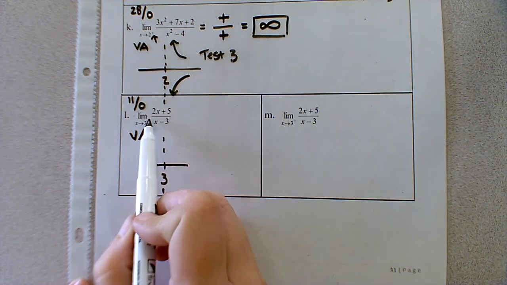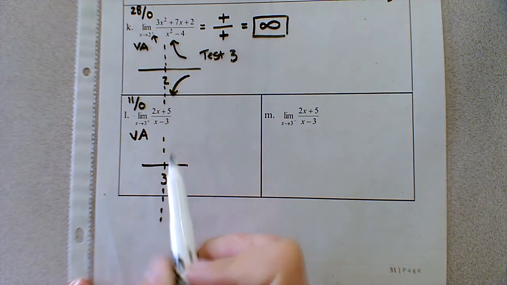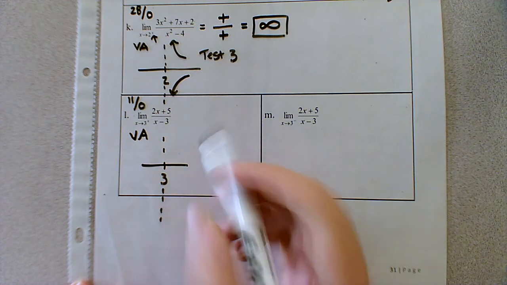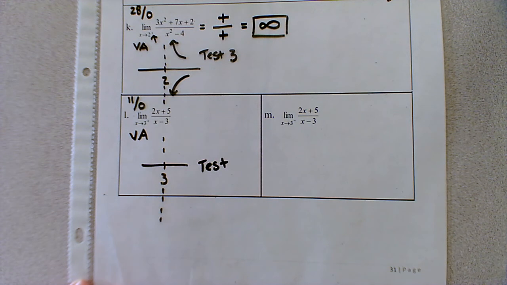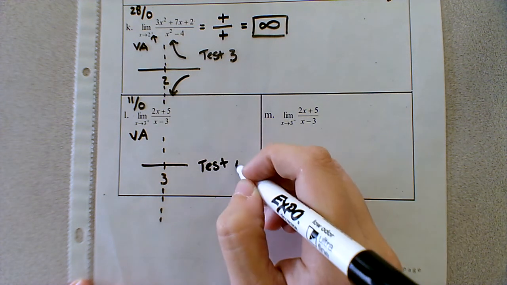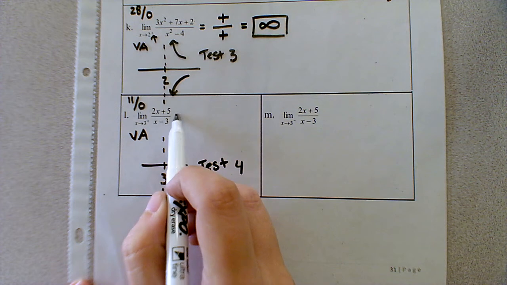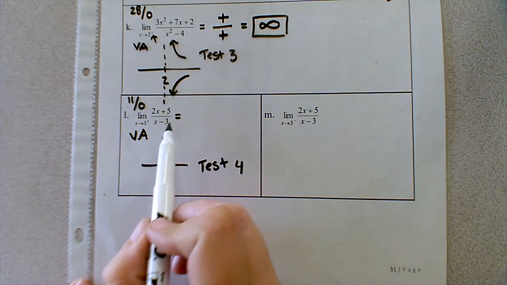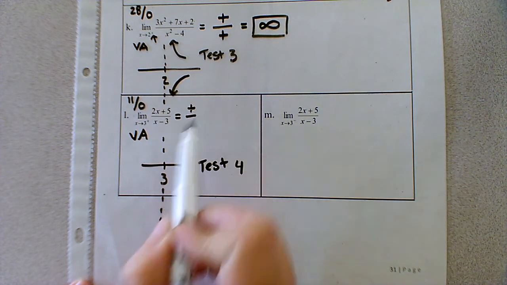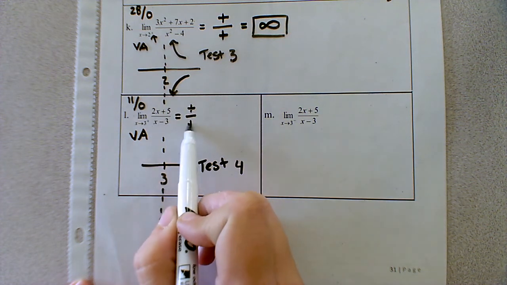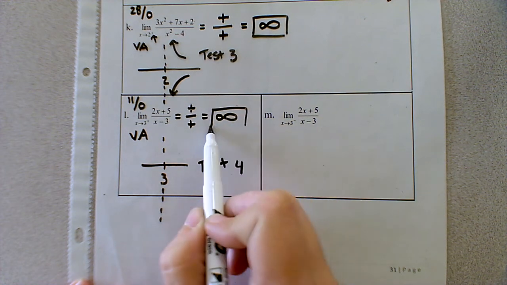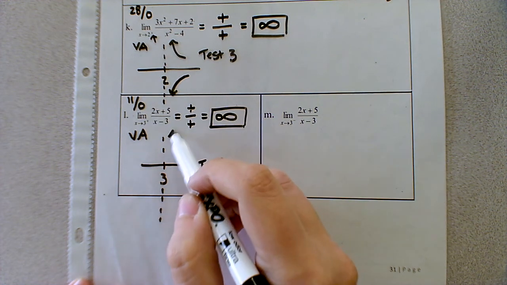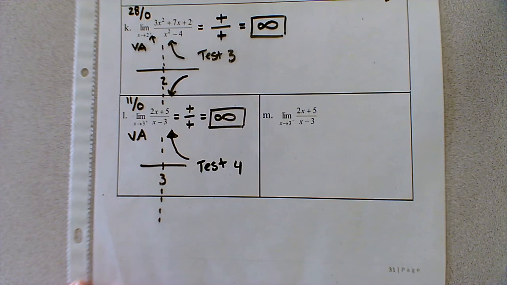So for this example, we want to see what's going on specifically on the right-hand side. Do we go up or do we go down? So you got to test something on the right side of 3, preferably something close to 3, like 3.1. But I would understand if you want to try 4. All right, so if we plug in 4 up top, it's definitely going to be positive. If we plug in 4 on the bottom, definitely going to be positive. Positive divided by positive is positive. So on the right-hand side of this vertical asymptote, we're going up.